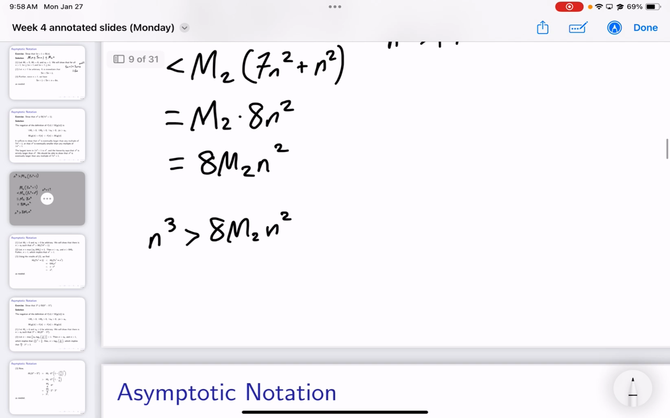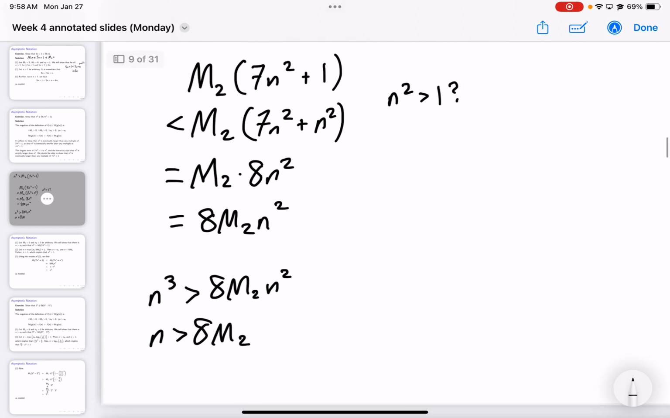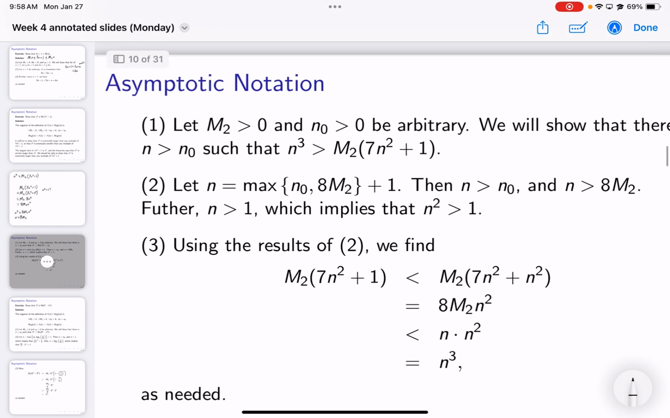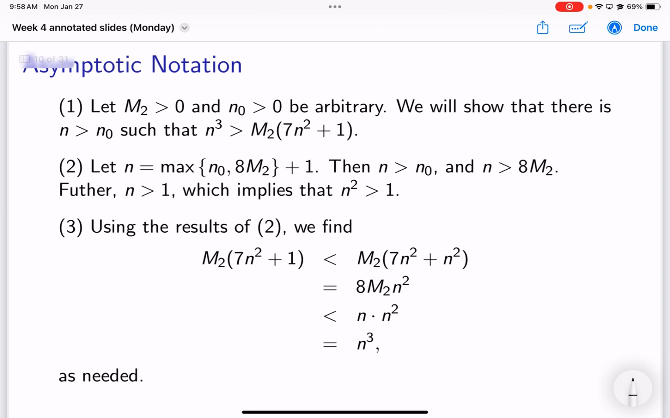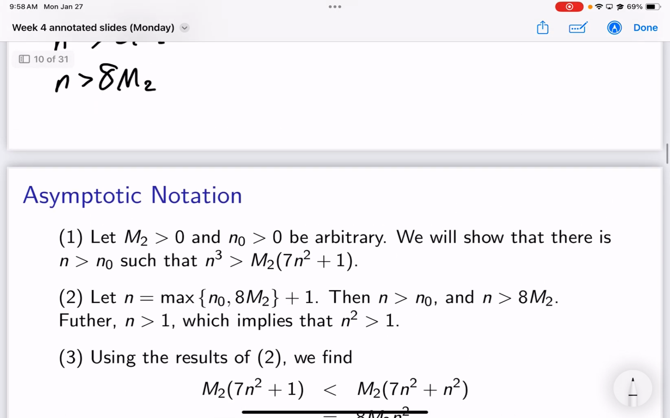Luckily, solving for n in this case is real easy. We're just going to divide both sides by n squared. Bada bing, bada boom. Now we've found a value of n such that, or rather a lower bound for n, that makes the inequality true. Now we just have to show it in our formal proof.